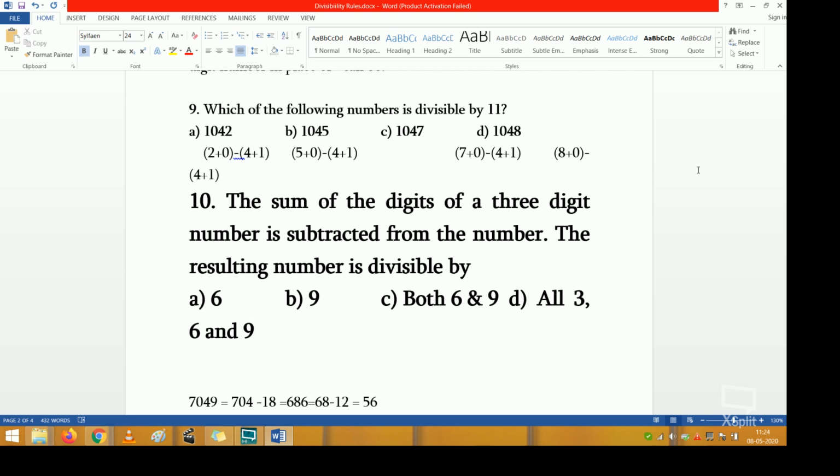The question is, sum of the digits of a three-digit number is subtracted from the number. The resulting number is divisible by. So you write any three-digit number and you find the sum of its digits and subtract it from the original three-digit number. Now is that final number divisible by 6, or by 9, or by 6 and 9, or all of 3, 6 and 9? So give me an answer for that.